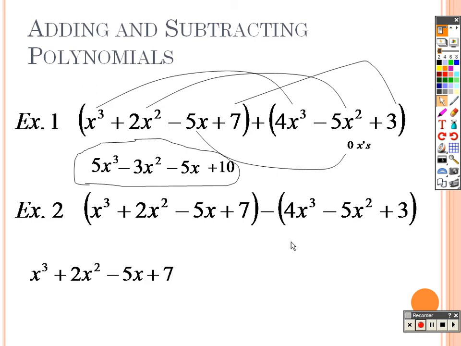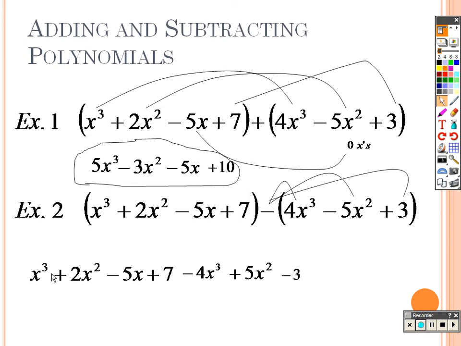So when doing this problem, this is exactly what I'm going to do for this one. I'm going to keep this all the same right here. And then it's minus the first item. Well, minus, so a negative times a 4x cubed is minus 4x cubed. A negative times a negative 5x squared, and negative times a negative is a positive, so that becomes a positive 5x squared. And a negative times a 3 will give you a negative 3.